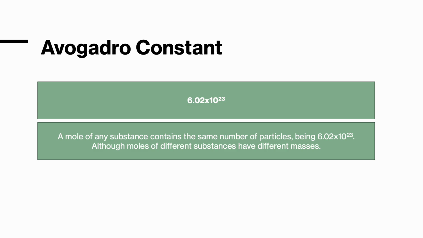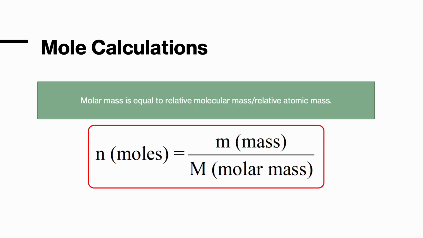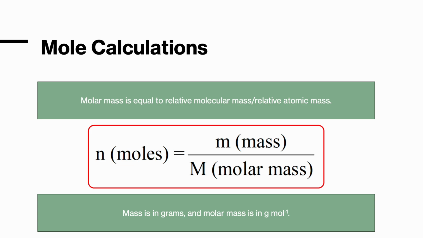Although moles of different substances will have different masses. So in terms of mole calculations, molar mass is equal to relative molecular mass. So the molar mass on the bottom there is just the relative molecular mass or relative atomic mass. And so moles equals mass divided by molar mass. The mass is in grams, and the molar mass is in grams per mole. It is important to keep these units the same.